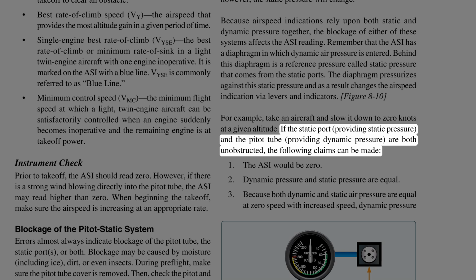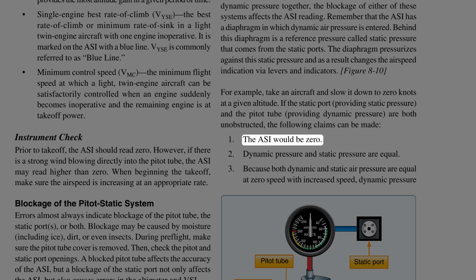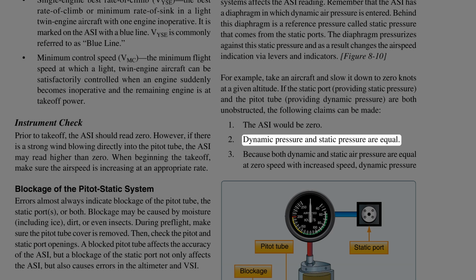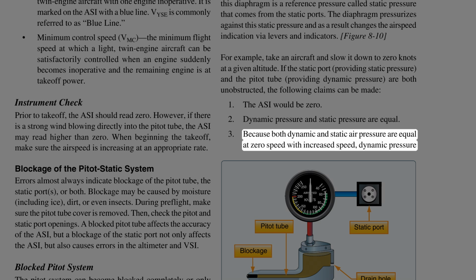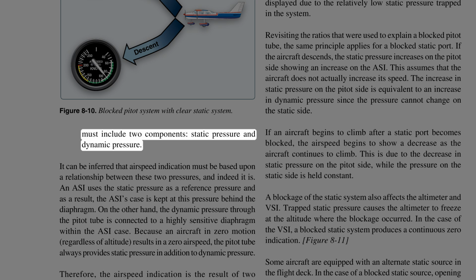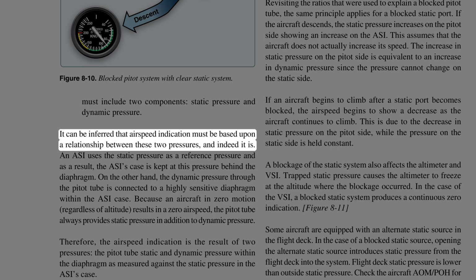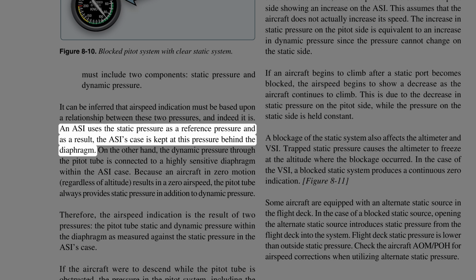can be made. The ASI would be 0. Dynamic pressure and static pressure are equal. Because both dynamic and static air pressure are equal at 0 speed, with increased speed, dynamic pressure must include two components, static pressure and dynamic pressure. It can be inferred that airspeed indication must be based upon a relationship between these two pressures, and indeed it is. An ASI uses the static pressure as a reference pressure and as a result, the ASI's case is kept at this pressure behind the diaphragm.